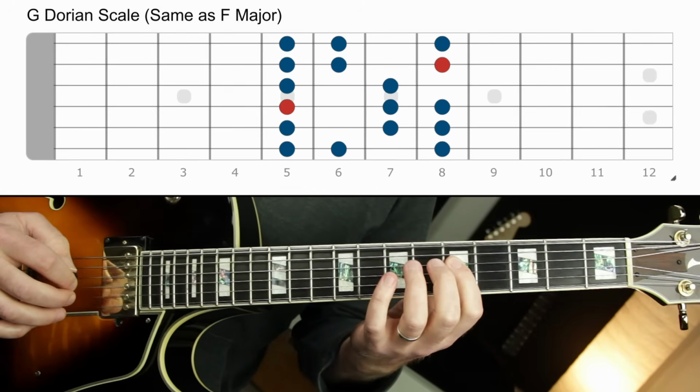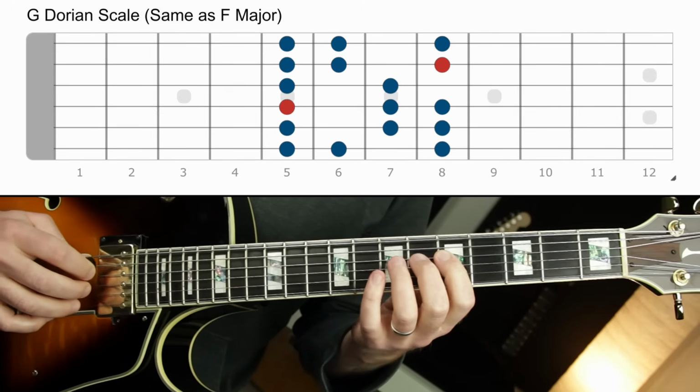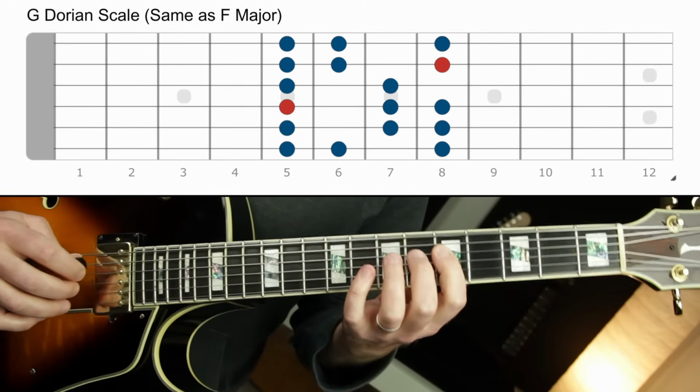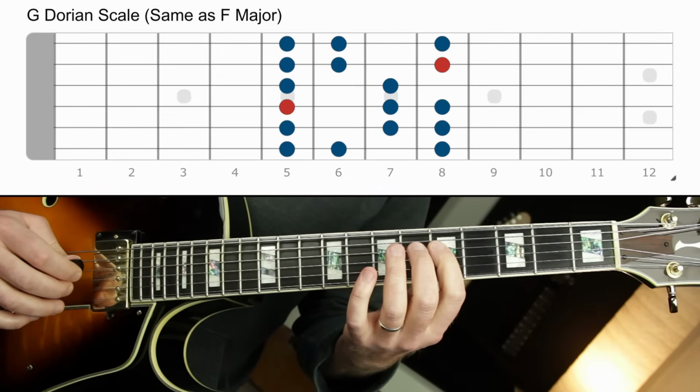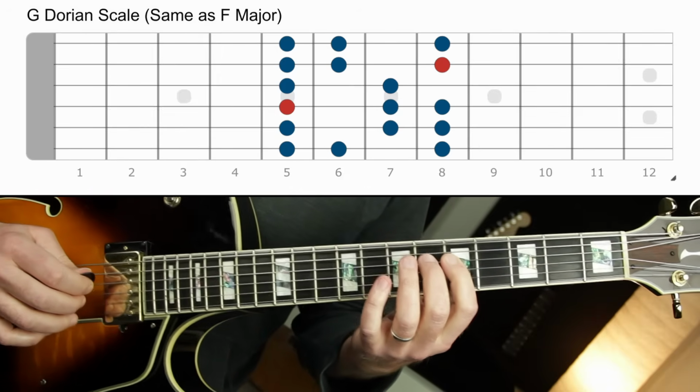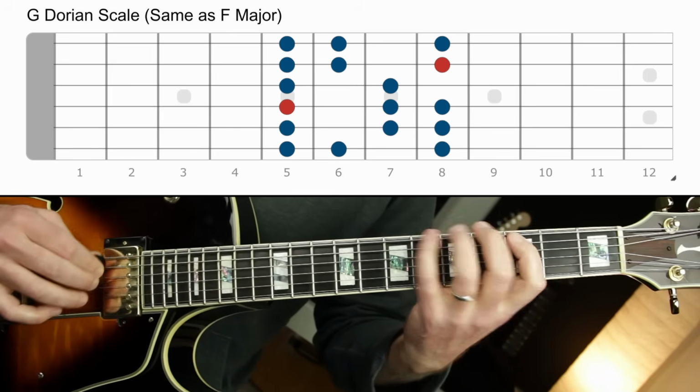Okay, so same with G Dorian. I bet most of us are unfamiliar with playing G Dorian here, thinking of the root as Dorian and really seeing that in that position. Because again, if you do know Dorian, you probably know it right here.